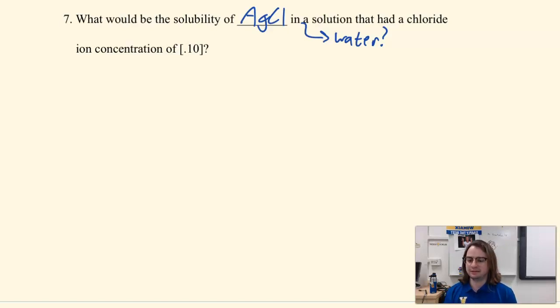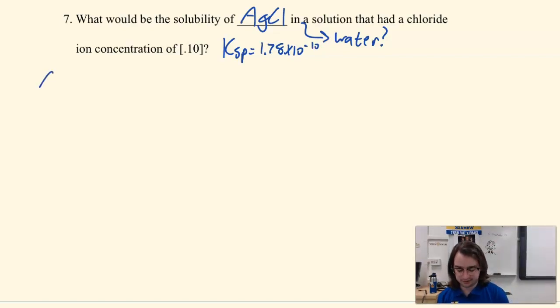So there's a method to this. I want you to see how it works. But let's understand that the KSP for AgCl, it's not given here, but the KSP is 1.78 times 10 to the negative 10th. So this is a good little review of last time. Hopefully you remember how to do this. We're going to start by writing the balanced chemical equation because we are just doing this in water.